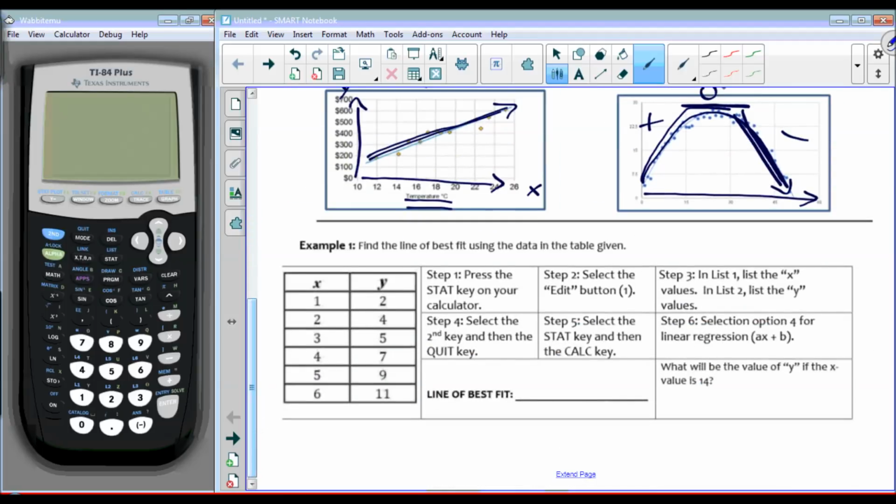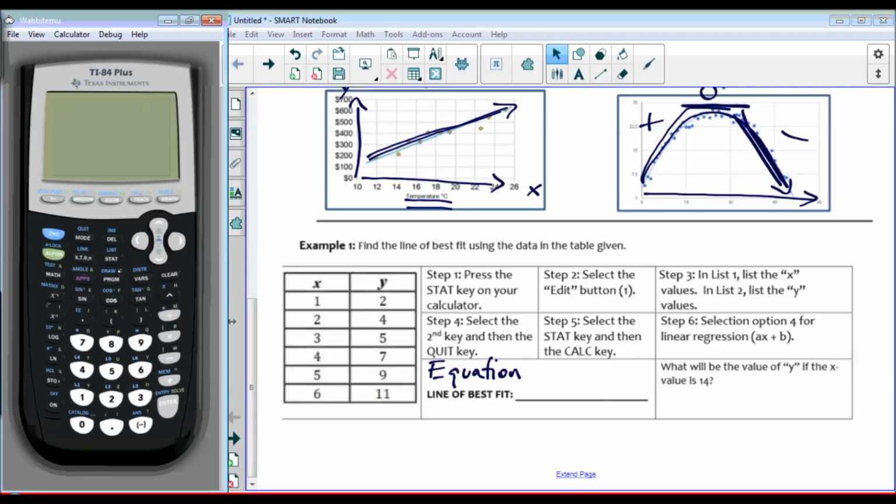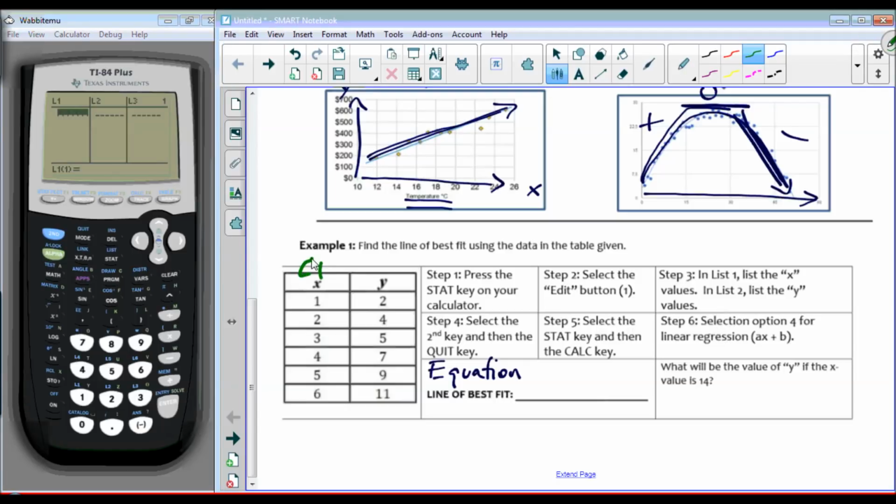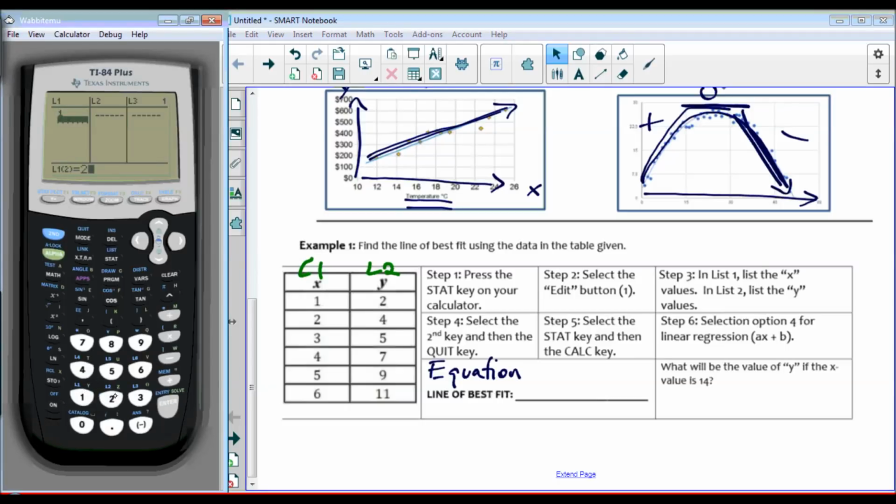To come up with the actual equation for both of these, the line and the curve of best fit, we're going to use the calculator. We've done this before. I'm going to walk through it one more time. To find the line of best fit, we're going to hit stat right in the middle, then select edit. And then we're going to type in our x and y values. We're going to type in this for list 1 and this for list 2. So I'm going to type in 1, 2, 3, 4, 5, and 6. After you hit each number, you can either hit the down arrow or you can hit enter. And then go over to list 2 and type in the y values, 2, 4, 5, 7, 9, and 11.